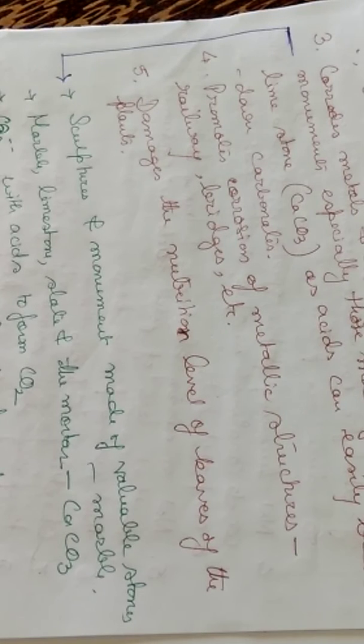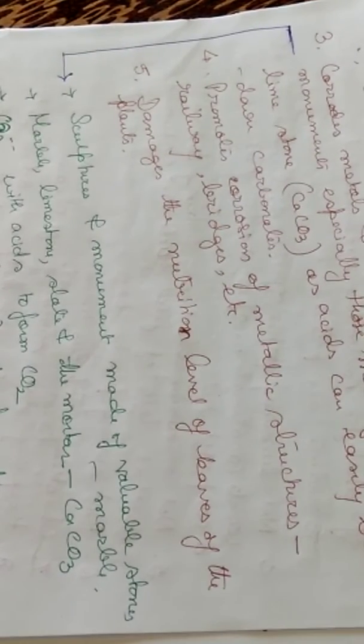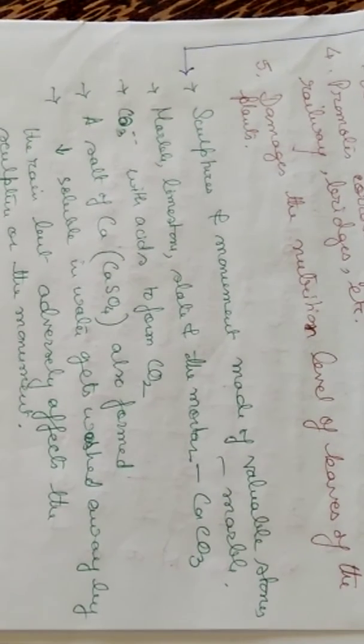Okay, now how they can corrode the sculptures and monuments and buildings, historical monuments, because they are generally made up of marble, and marble, limestone or slate or the mortar, they consist of calcium carbonate, and the carbonates react with acids to form carbon dioxide. Okay, now the salt of calcium, they form calcium sulfate. Okay, and these are soluble in water and they get washed away by the rain, and thus the sculpture or the monument gets destroyed, it gets corroded.